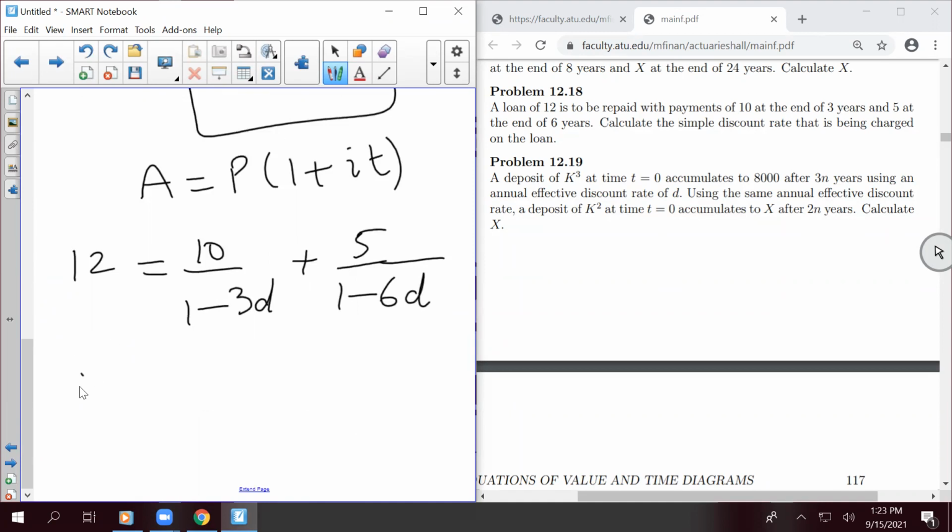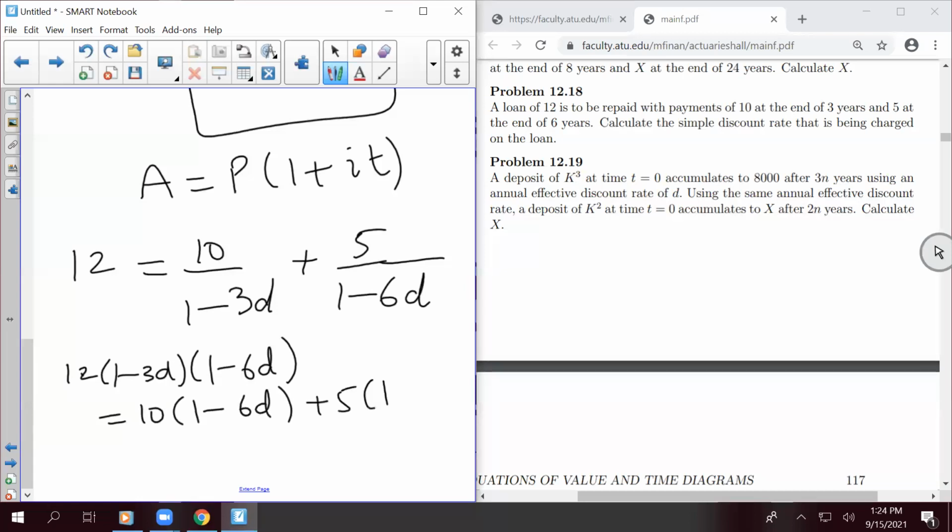So how do we solve this for D? It looks like a very simple equation at first sight, but actually it will turn into a quadratic equation. How? What's the simplest way of doing it? Multiply by the common denominator. The common denominator is 1 minus 3D times 1 minus 6D. 12 times that is equal to 10 times 1 minus 6D plus 5 times 1 minus 3D.